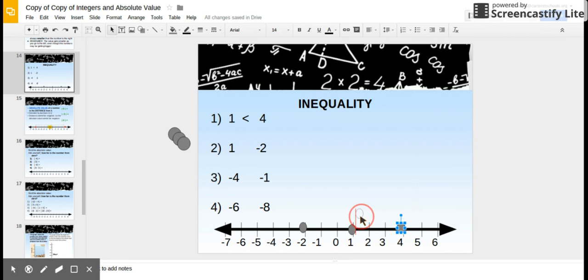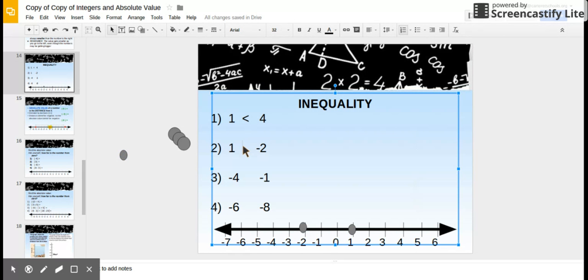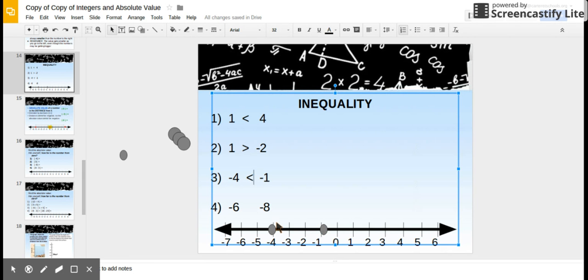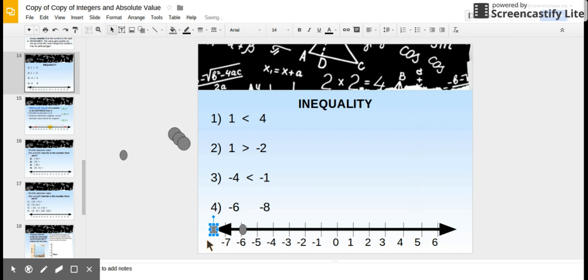So also, I have 1 and -2. Okay, 1 is to the right of -2, so 1 is greater than -2. All right, if I were to graph -4 and -1, okay, well, -1 is to the right of -4. -4 is to the left of -1. So that would mean -4 is less than -1. And then if I were to graph -6 and -8, well, actually -8 would probably be somewhere over here. -6 is actually greater than -8 because it's to the right.